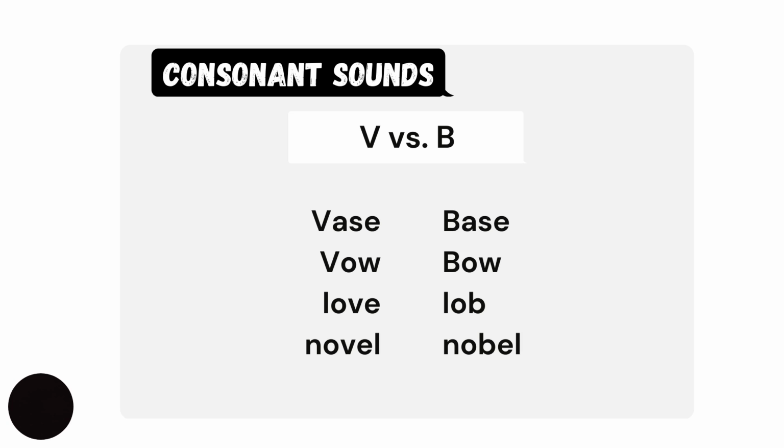Aside from vowel sounds, we also have the consonant sounds. We don't actually have a lot of problems with vowel sounds, but we do have a lot with consonant sounds, because these are quite confusing. Some people pronounce some letters differently, for example, the letter V and the letter B. So in letter V, we have the words vase, vow, love, and novel. So in letter B, we have the following examples. We have base, bow, love, and noble.